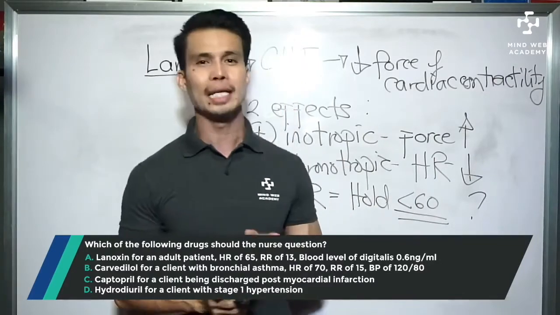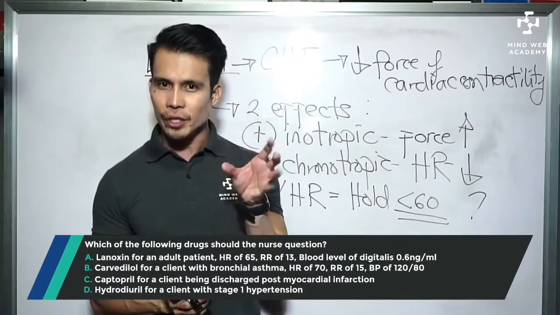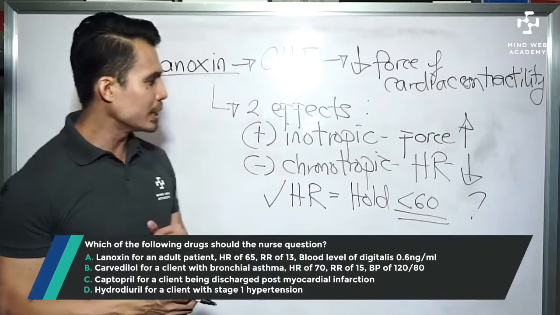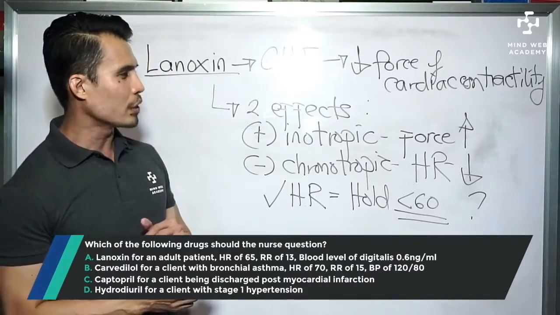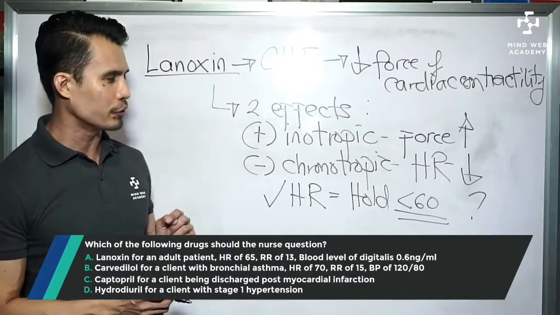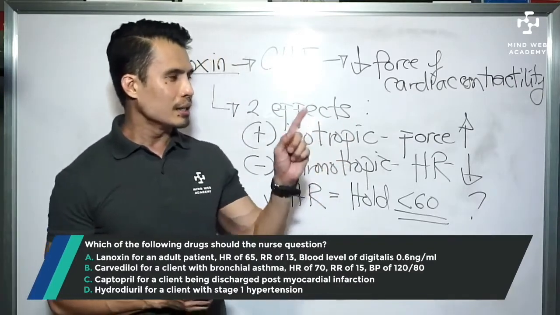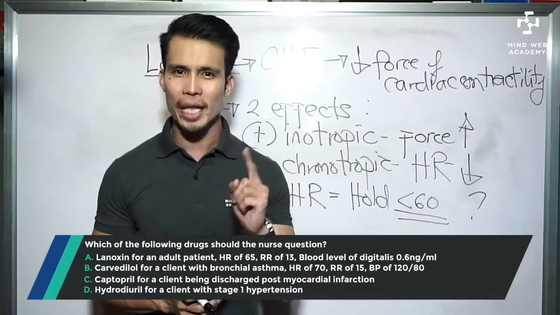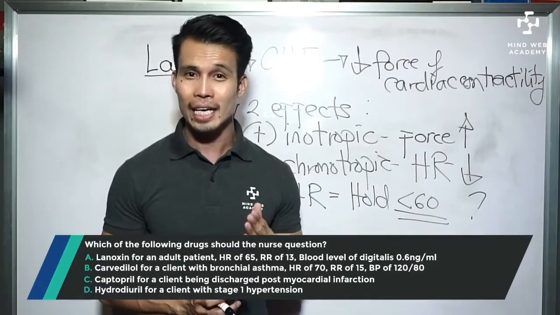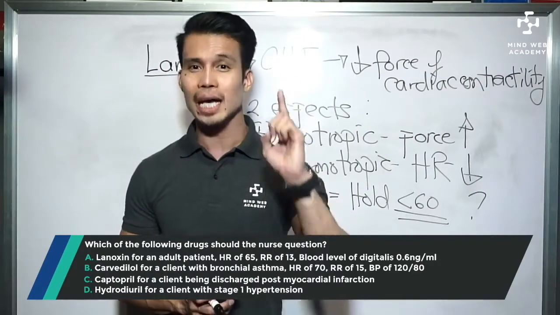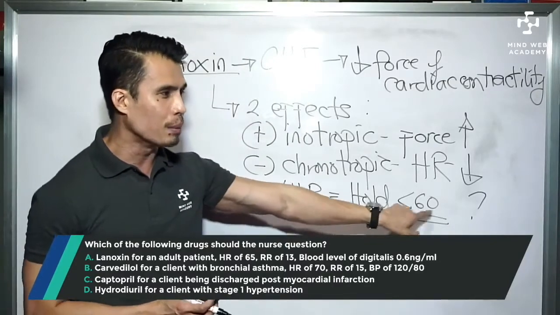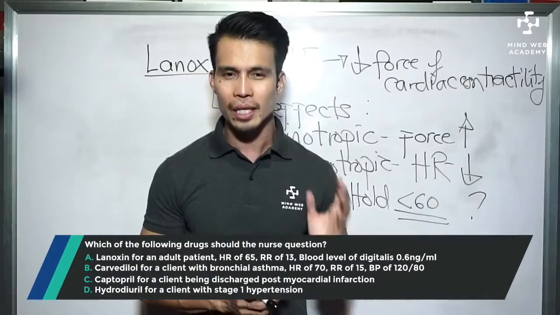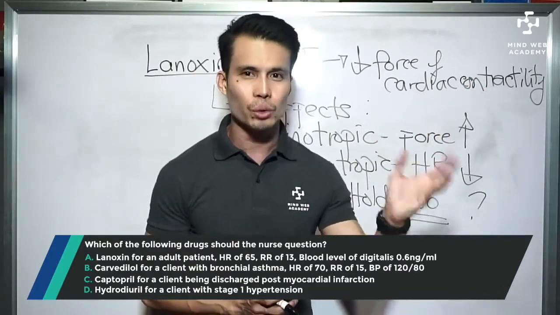Let's go back to question letter A. Let's check if there is bradycardia in letter A. So what are the vital sign trends in letter A? So that we can identify first. If you can notice, nurses, in letter A, the prescribed medication is lanoxin. Am I right? Yes. The heart rate is 65. Should I question that? Obviously no, right? Because I can only question if the client's heart rate is less than 60, but we are still within normal. So this is a correct order because the heart rate of your patient is within normal range.